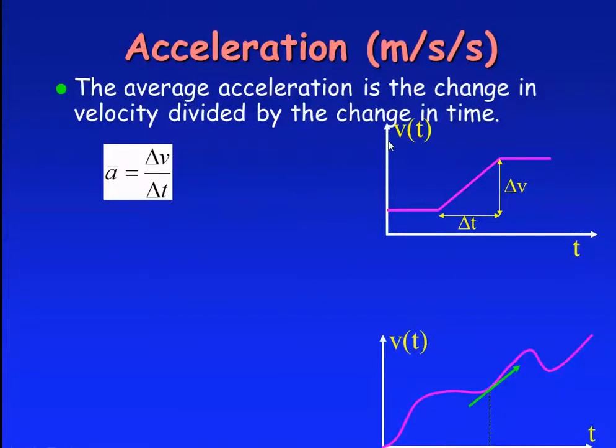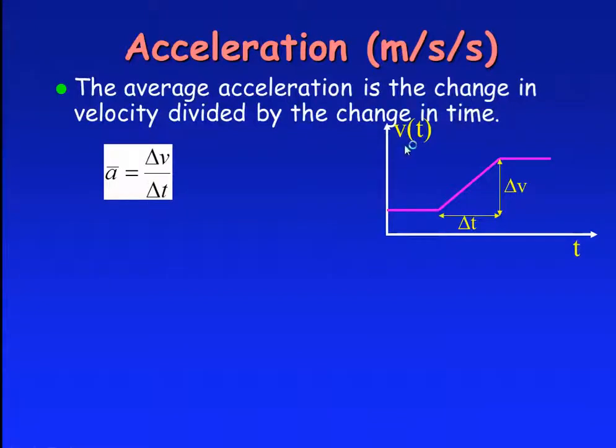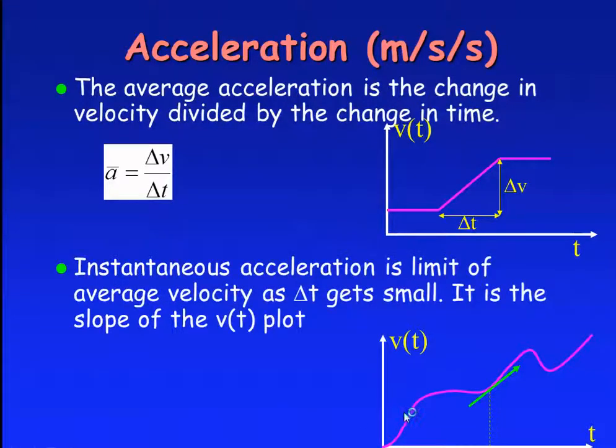And that means if you have a graph of velocity as a function of time, you can find the slope of whatever region you're interested in, and that gives you the average acceleration, the rise over the run. If you have a curved velocity time graph and you're looking for the instantaneous acceleration, it would be the slope of the velocity time graph at that point, or the slope of the tangent.